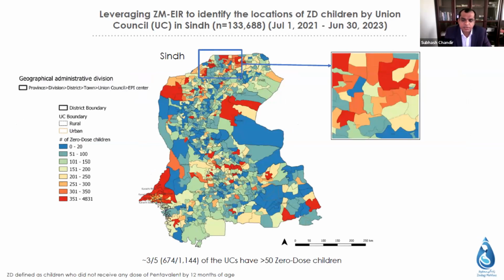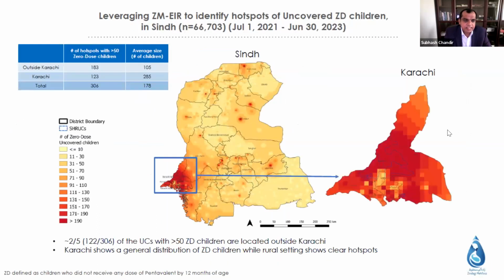That's the smallest administrative unit. And then you could see on the map, basically, the areas which are red essentially show the higher number of zero dose children. Next slide, please. This is an example of what we have seen with the zero dose children.